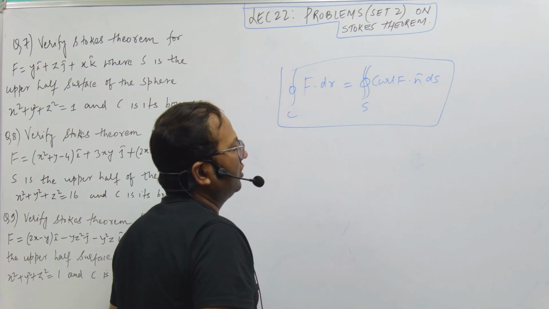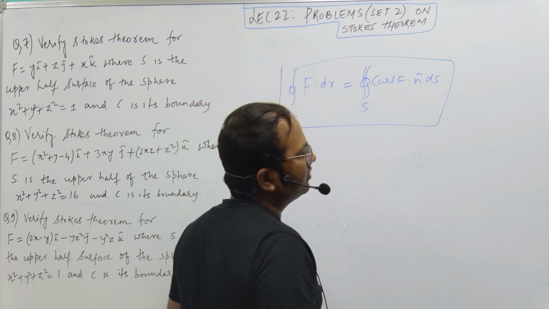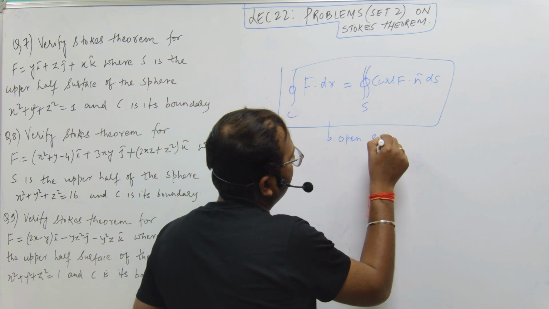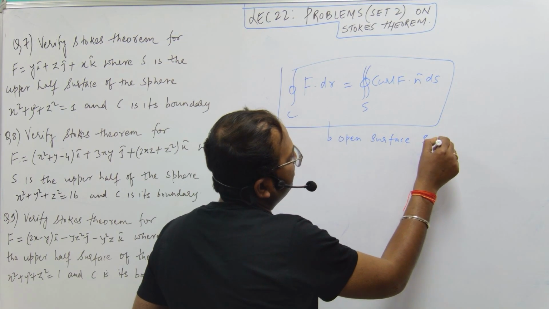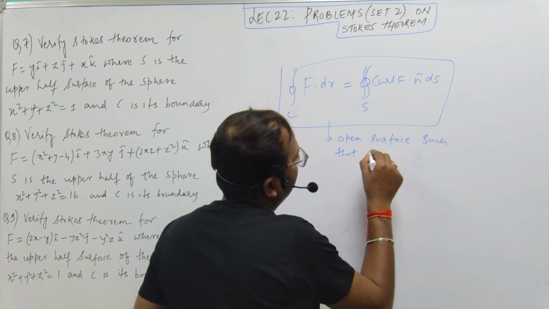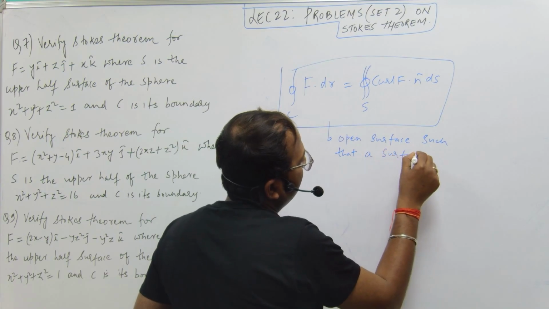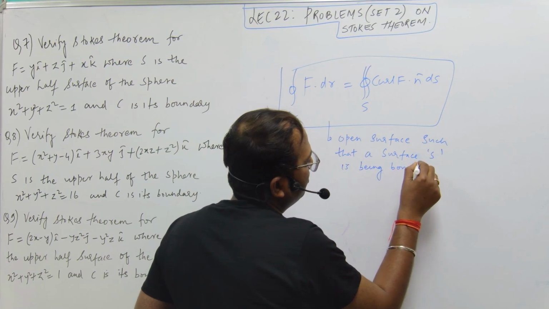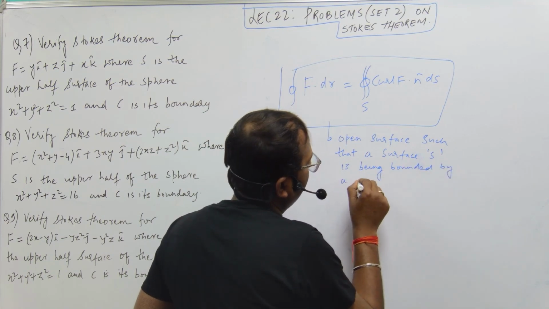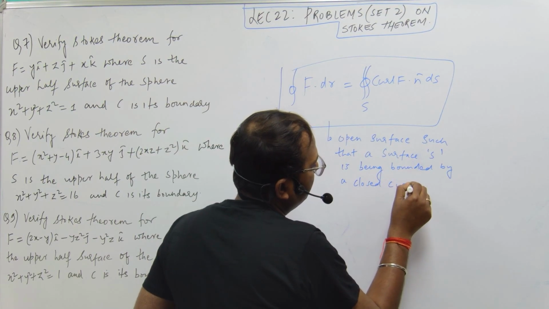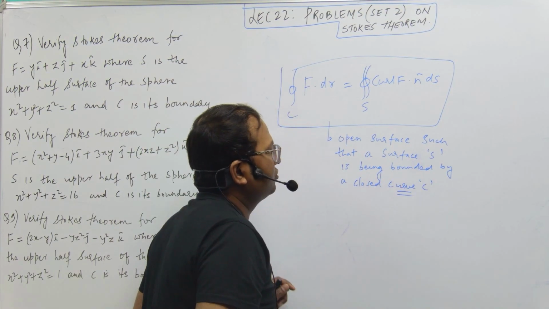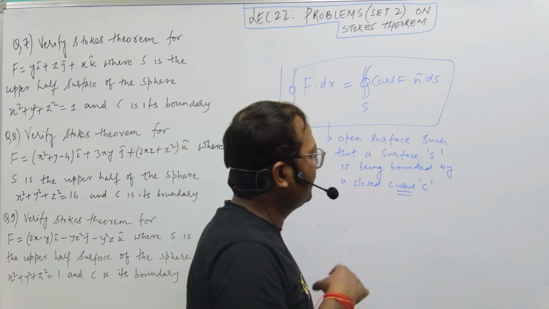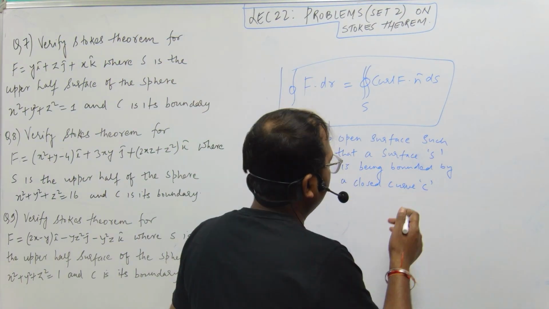So this is the basic expression for the Stokes theorem. The important point to notice is that the Stokes theorem is applied on an open surface, such that the surface S is bounded by a closed curve C.